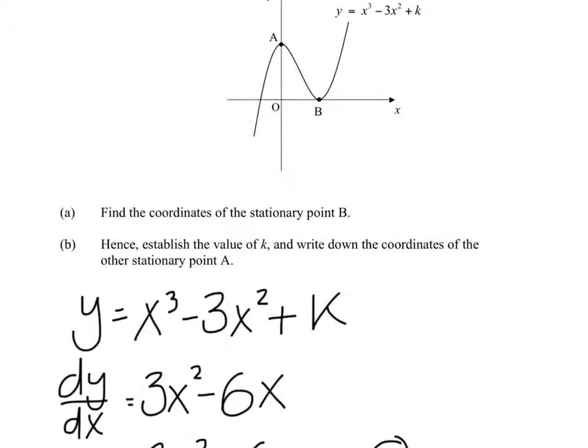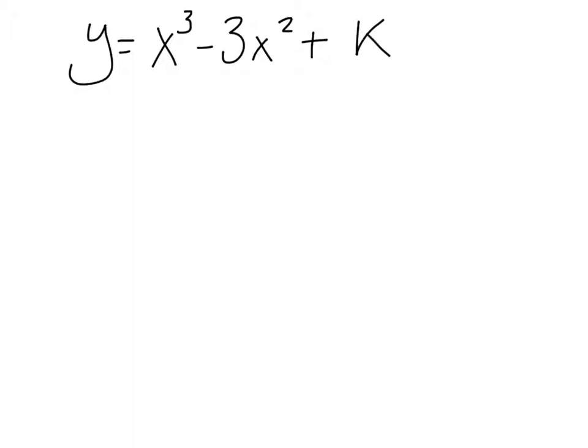Moving on to part B. Hence, establish the value of k and write down the coordinates of the other stationary point A. So we have the equation of the curve, y equals x cubed minus 3x squared plus k. So we'll just write this down. y equals x cubed minus 3x squared plus k.